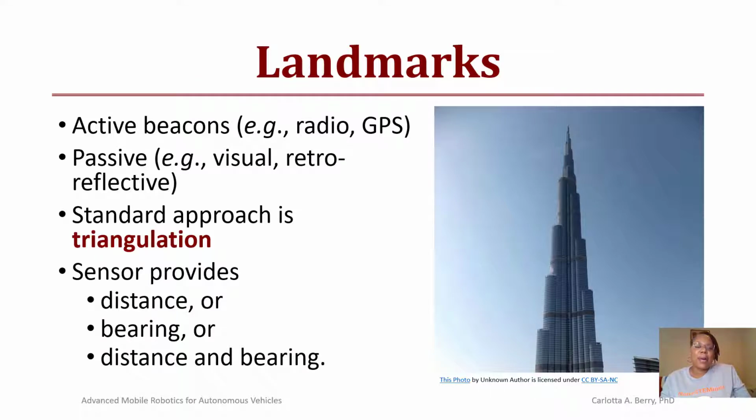So now let's talk about landmarks. There are several kinds of landmarks that you could have in your world. There could be active beacons like a radio or GPS. There could be passive landmarks like visual or retroreflective. You could have a standard approach for finding where the robot is taking sensor data by looking at triangulation, which we've talked about already, between two different landmarks. Because the sensor can provide distance to the landmark, bearing or angle to the landmark, or it could be a combination of the two.